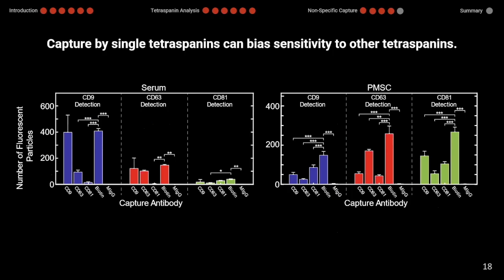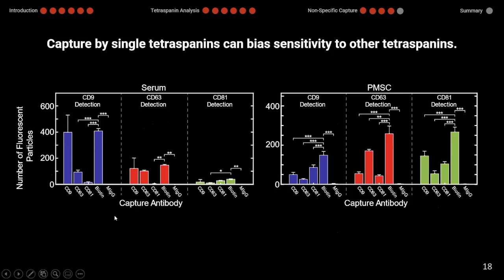We found pretty much the same thing, where we got about the same or more capture by our biotin capture spot compared to any of the single tetraspanin capture spots. But we also found something very interesting, and we call this multiplex bias.